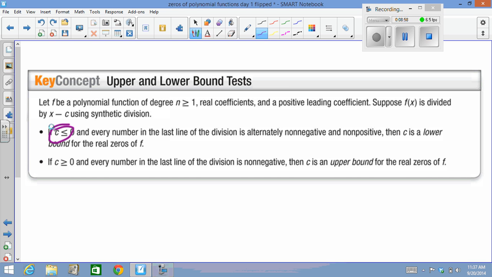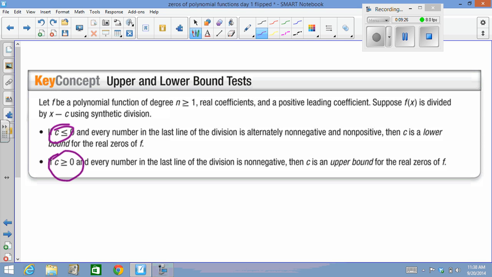So for instance, if I were to substitute in a -3 in my box, and I do synthetic substitution, and I end up with positive, negative, that means -3 is my lower bound. None of the numbers will go lower than that for my zeros. So I don't have to try if I had like a -5 or a -10. There'd be no reason, so I could save myself some time. So that's a lower bound when the signs go positive, negative, for however many are down at the bottom.